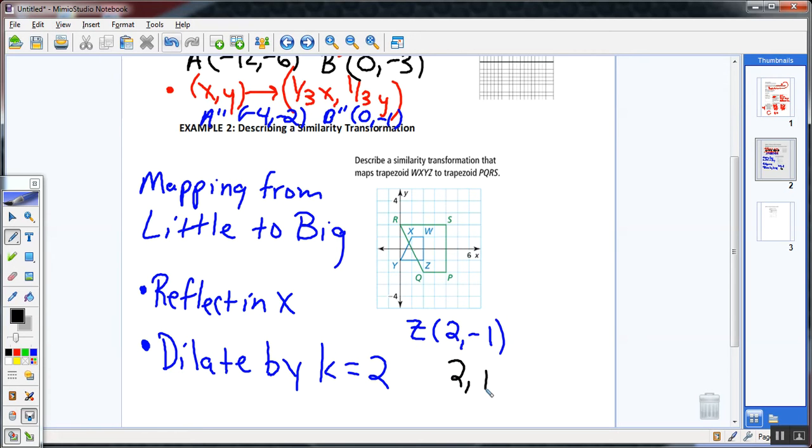Now, dilate that puppy by a scale factor 2 from the origin, where the origin is my center. (4, 2). We said that by this description, Z should land on which point? What's the coordinate of S? So it looks like we've kind of done okay. Have we done okay? That was easy. This is not bad, is it?